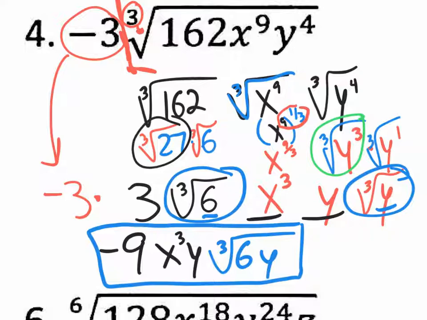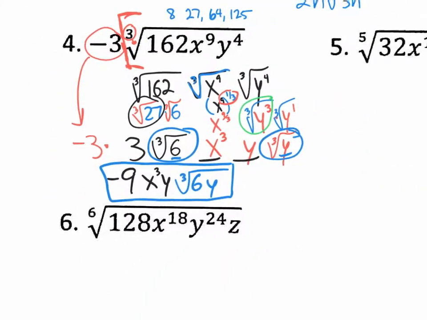Could you have used the factor tree? You could have if you wanted to. It's up to you. Let's go to number 5.